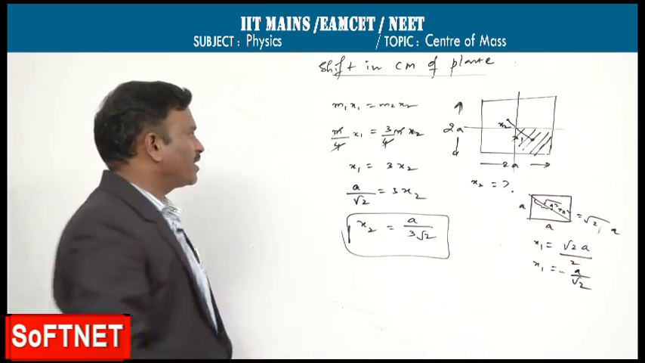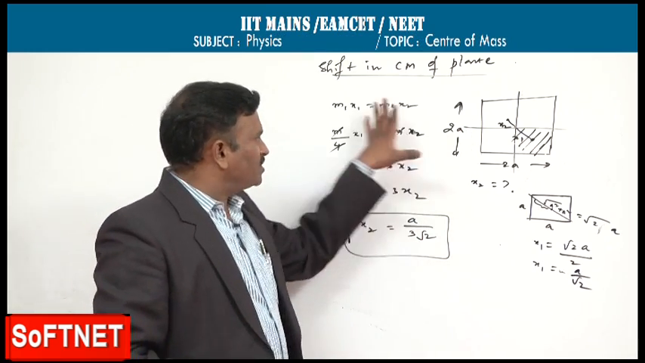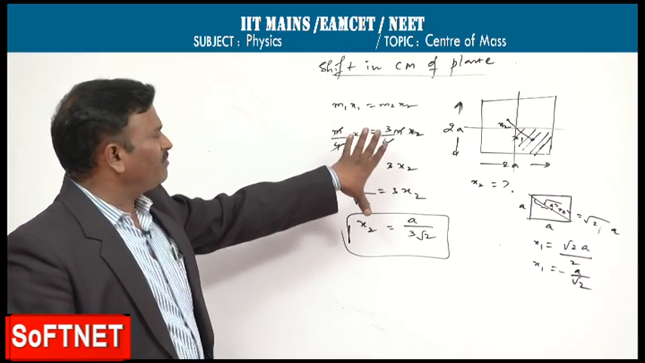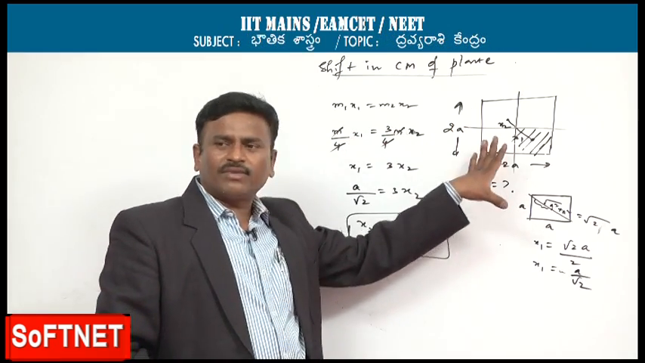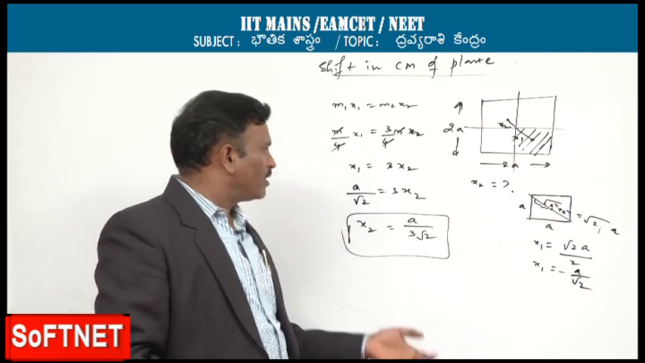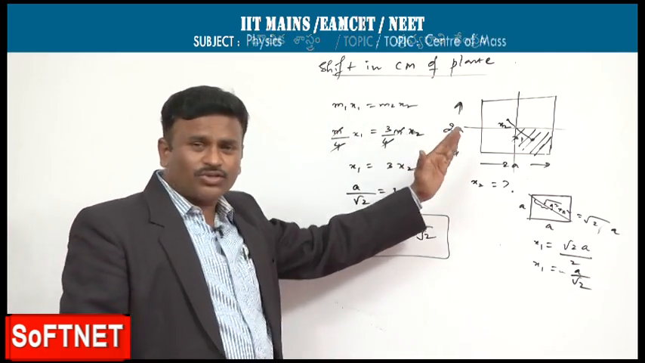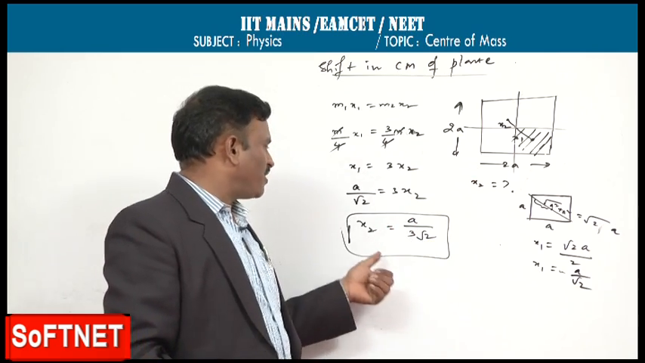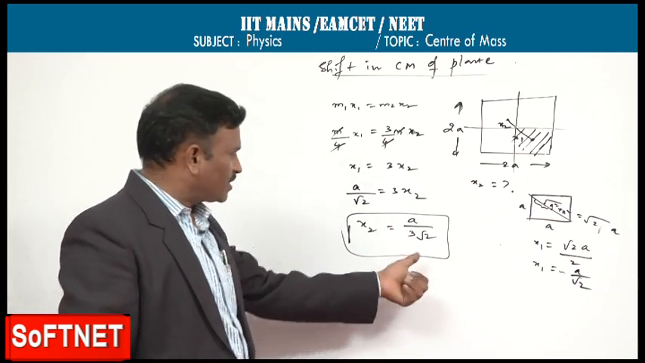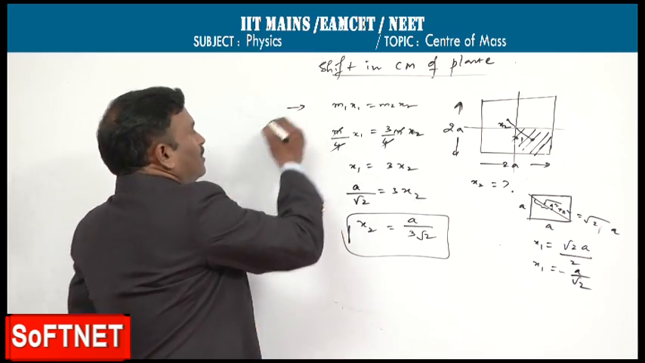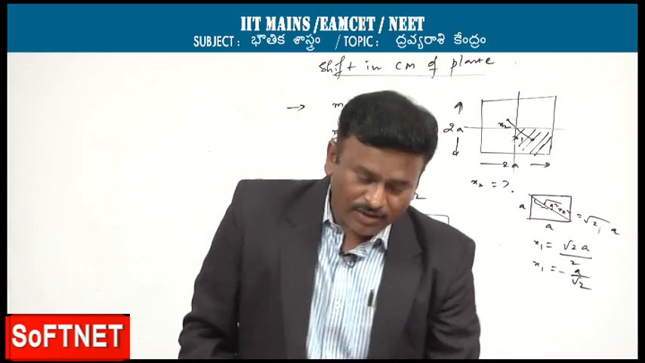It is a very important concept. The other way, using m1 x1 plus m2 x2 by m1 plus m2, will be long. This is a shortcut method: removed mass into its position is equal to remaining mass into its position. It is the easy way to find the answer in a very short span of time. So let us see the other model.